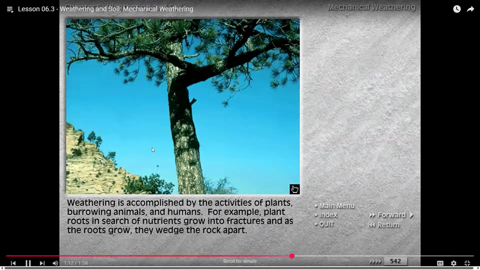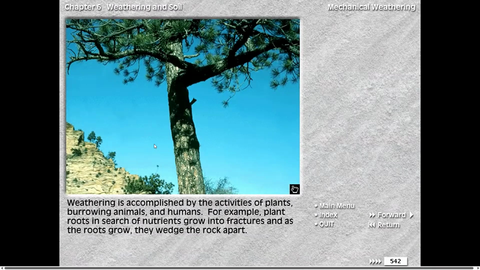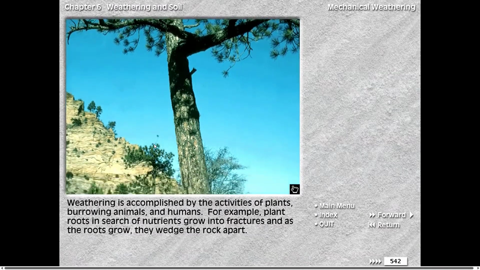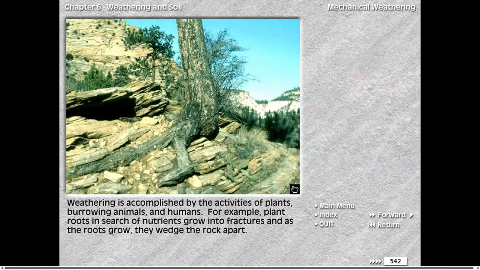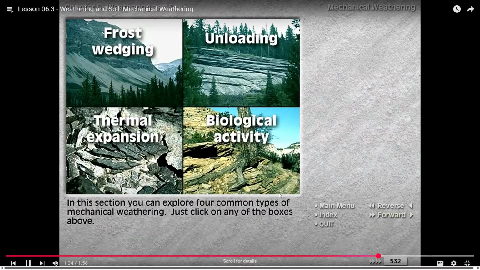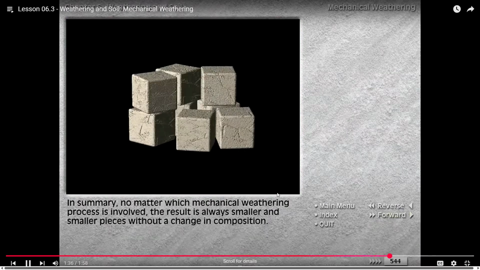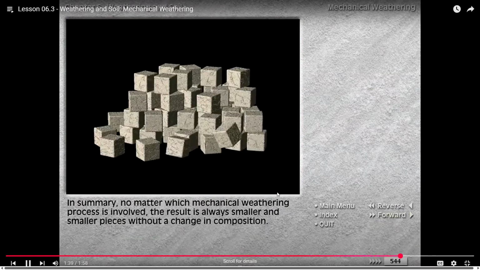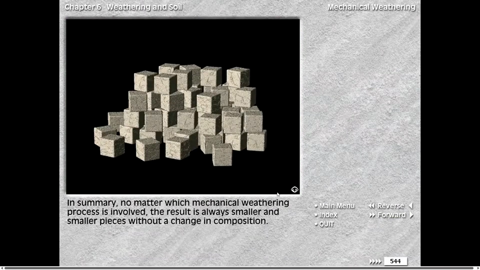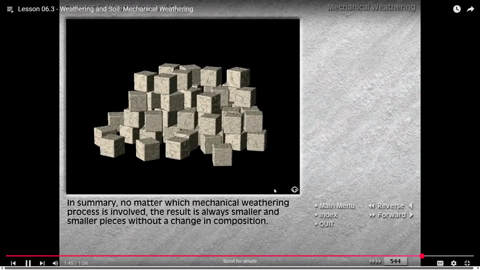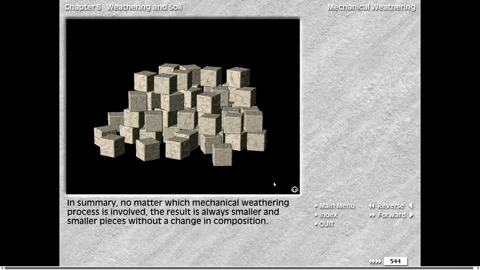Weathering is accomplished by the activities of plants, burrowing animals, and humans. For example, plant roots in search of nutrients grow into fractures, and as the roots grow, they wedge the rock apart. In summary, no matter which mechanical weathering process is involved, the result is always smaller and smaller pieces without a change in composition.